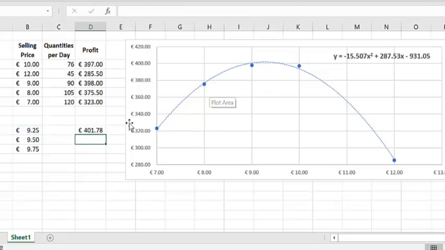I press enter, and now I am going to replicate. And as you can see, the highest profit is this one, nearly 402 euros. So the best selling price is if we sell our product at 9.25.